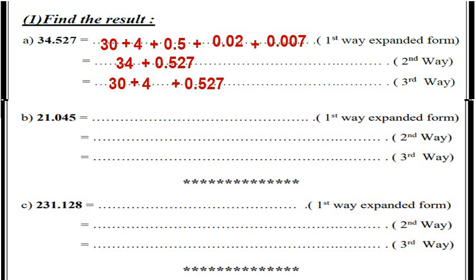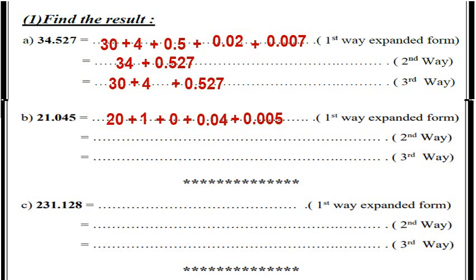And now in letter B, 21.045. Here the first way, expanded form. So I will decompose the number in expanded form, which means each digit alone. 21 here means 20 plus 1. Here I have 0 in the tenths place, which means 0. And 4 in the hundredths place, which means 0.04. 5 in the thousandths place, which means 0.005.